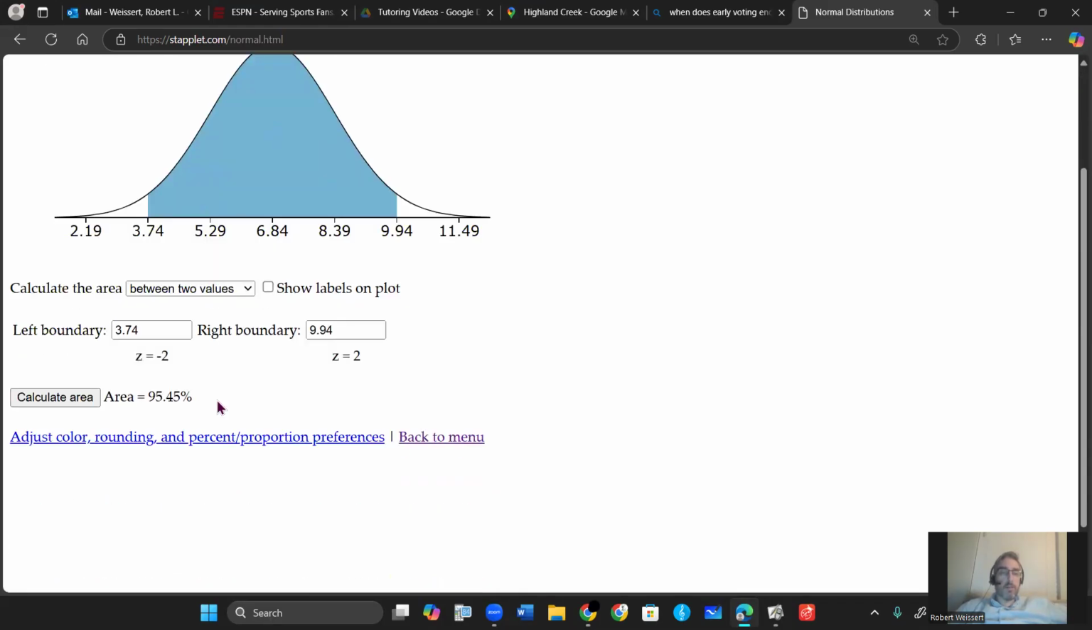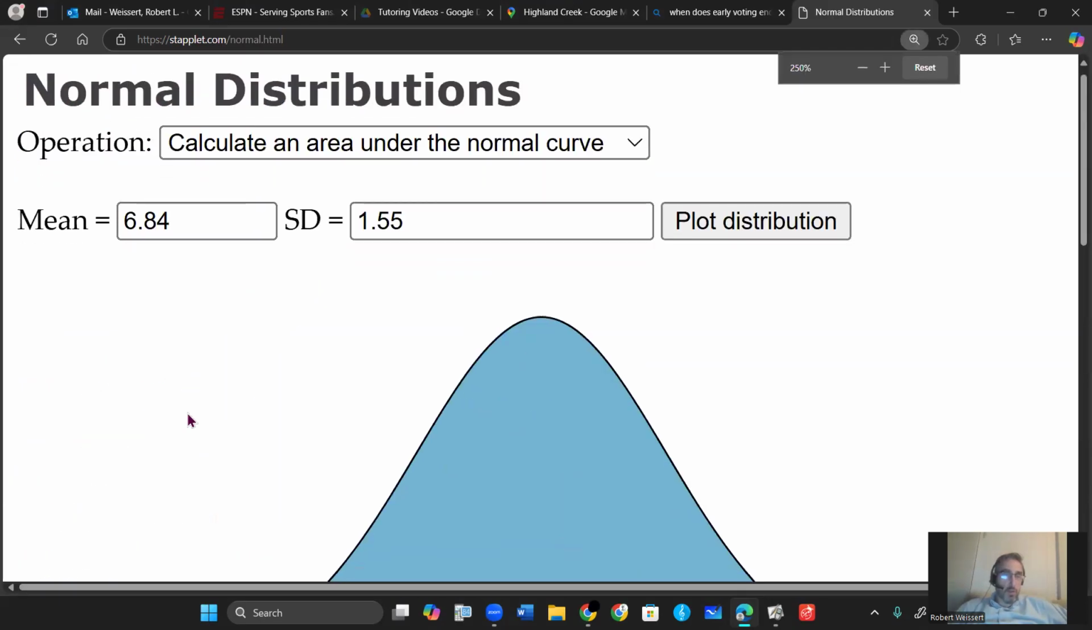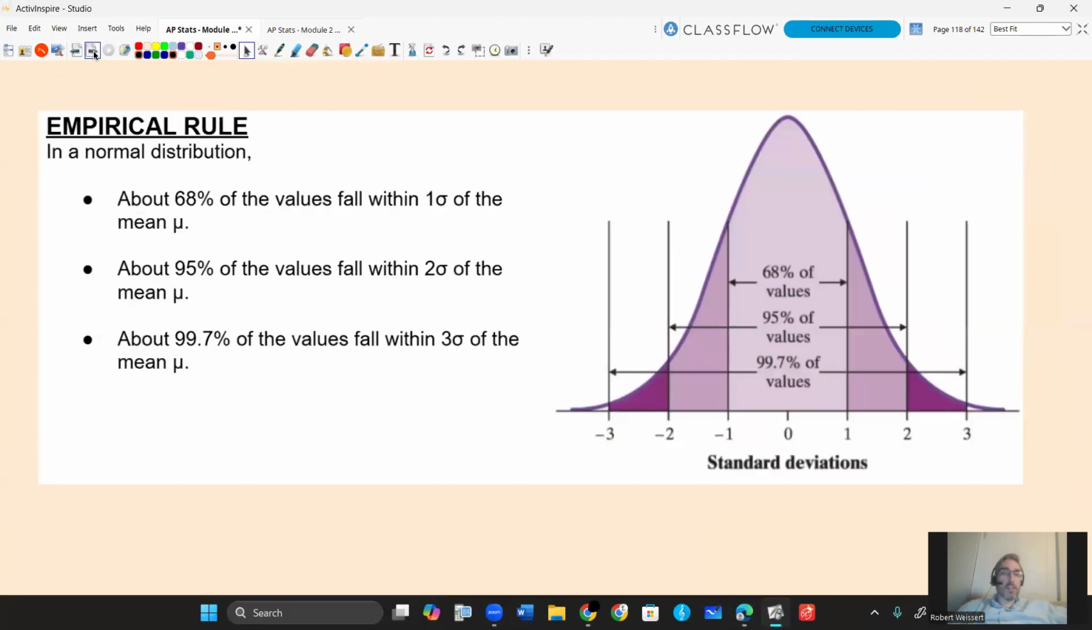Well, it ends up being about 95.45%, so about 95%. And if I go 3 full standard deviations out, from 2.19 to 11.49, I get 99.7%, so almost everything, with just a smidge left over for the remaining part that you can see if you zoom in is underneath the curve and above the curve, 3 standard deviations out. So that's actually got such a distinct set of values that that's called the empirical rule.